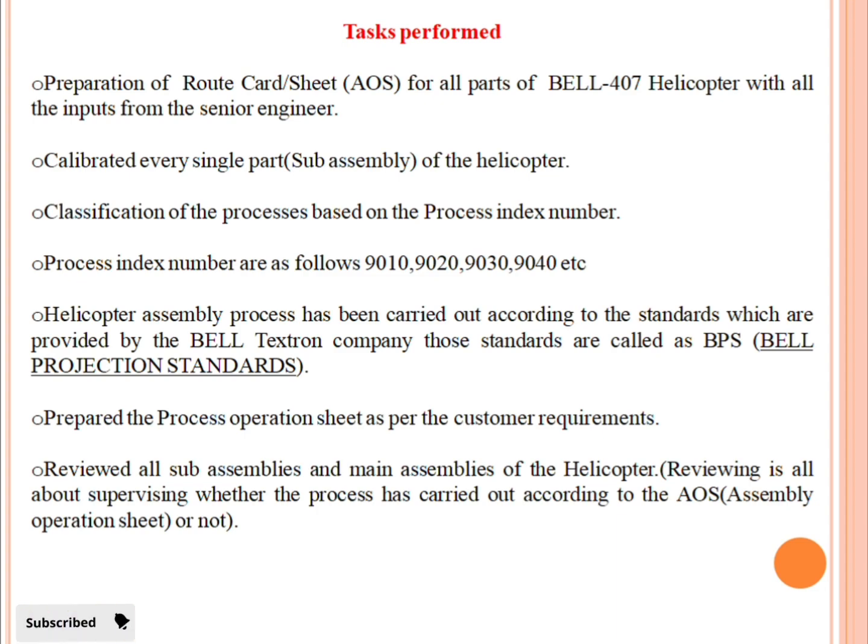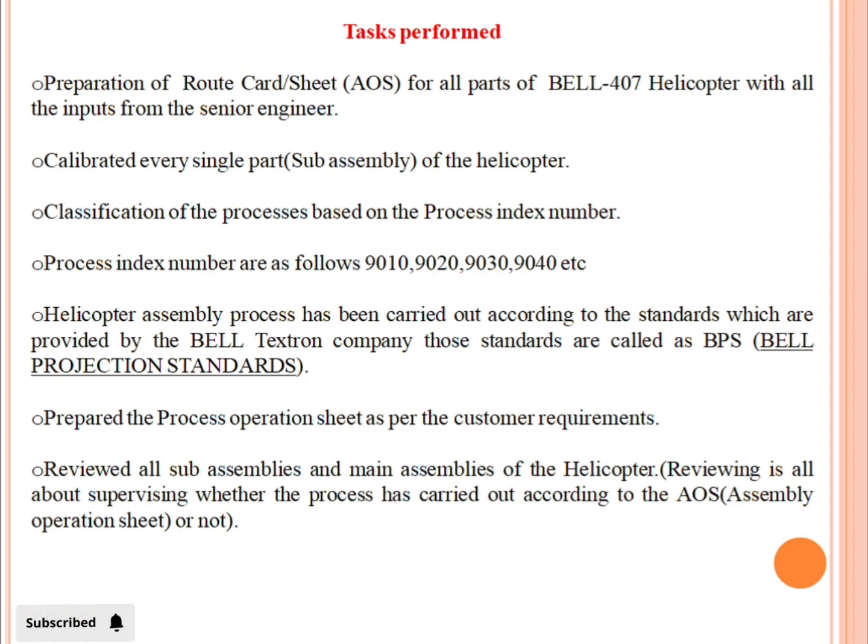For preparing the route sheet or AOS, I got several inputs from the senior engineer, but even so, I have to go through amendment histories and related documents to prepare one assembly operation sheet for a small subassembly of a Bell 407 helicopter part. The second task performed is calibrating every single part, that is, subassembly of the helicopter.